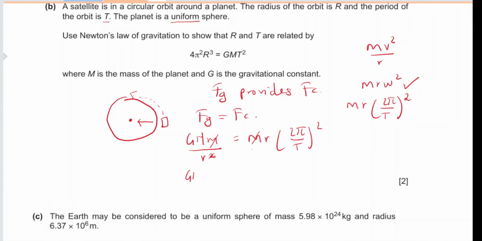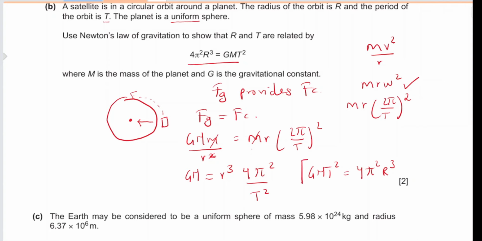So we get GM equals to, so r squared times r will be r cubed, and then expanding the whole thing here will be 4 pi square divided by T square. Yeah, because the square applies to both the up and the down parts. Then when you cross multiply these two, you get GM T square equals to 4 pi square r cubed, which you can see is this one, right?